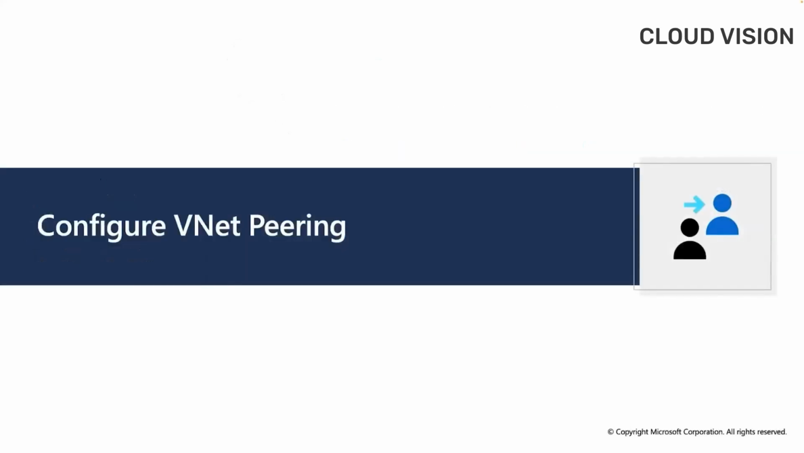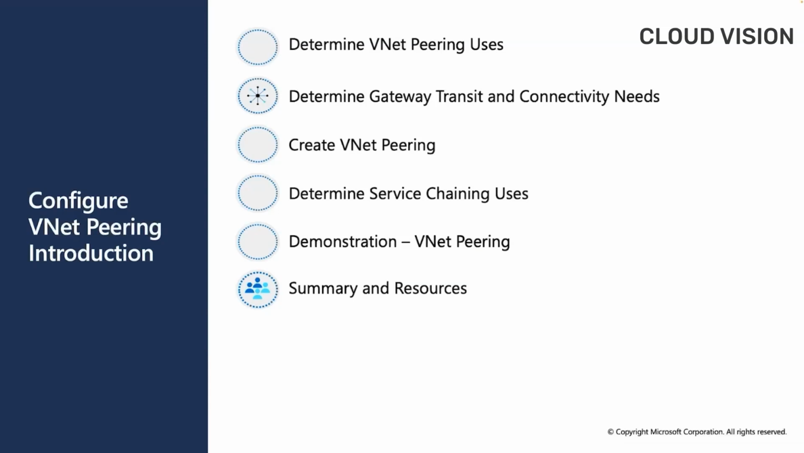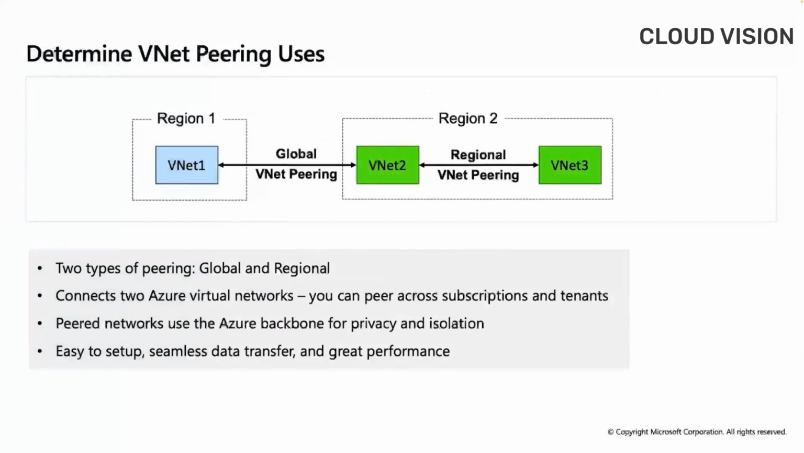So configuring VNet peering: when you create a VNet in one region, and you have another VNet created in the same region or another region, and you want to make that connectivity, that's where peering is going to be useful. You also need to determine how the gateway transit and connectivity needs are happening, how you're going to create the VNet peering, service chaining usage, and so on. So this is how VNet peering is happening, and this is a use case.